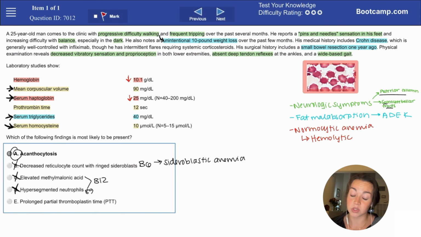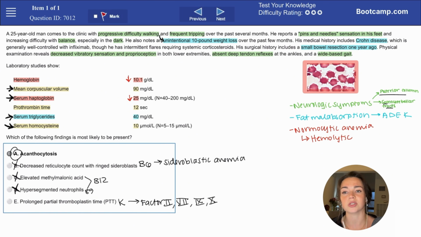Because if this were a B12 deficiency, both elevated methylmalonic acid and hypersegmented neutrophils would be expected findings. Since we can only pick one option and both of these choices could apply to a B12 deficiency, it's more likely that neither is the correct answer. You can rule them both out. And then answer choice E, prolonged partial thromboplastin time, or PTT. This would be seen in a vitamin K deficiency, which is a fat-soluble vitamin, because vitamin K deficiency causes impaired clotting factor production, specifically the vitamin K-dependent coagulation cascade factors 2, 7, 9, and 10.